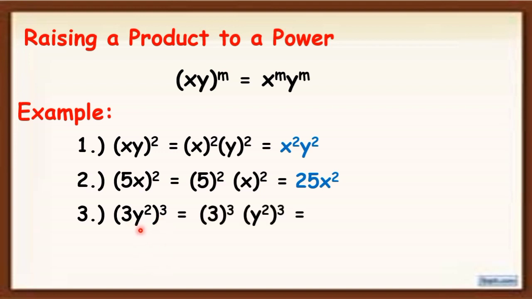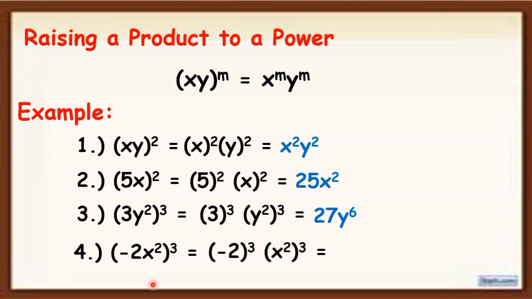Next is (3y^2)^3. Again, multiply each factor. So it will become (3)^3 (y^2)^3. Now simplify. 3 cubed, or 3 times 3 times 3, is equal to 27. Then copy y and multiply the exponent. So 2 times 3 is equal to 6. So the final answer is 27y^6.